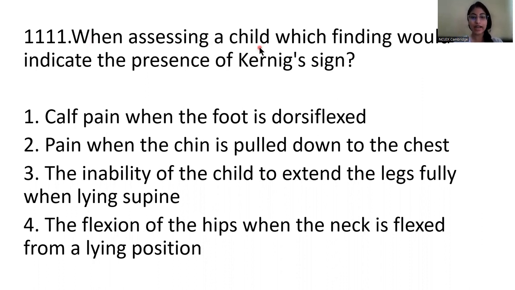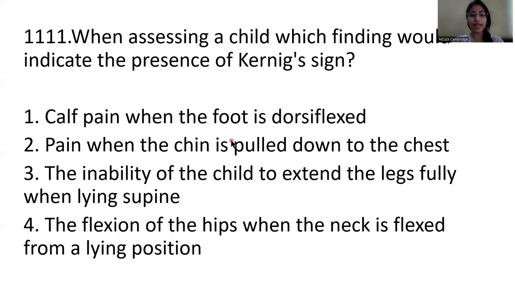When assessing a child, which finding would indicate the presence of Kernig sign? Option number 1, calf pain when the foot is dorsiflexed. Option 2, pain when the chin is pulled down to the chest. Option number 3, the inability of the child to extend the legs fully when lying supine. Option number 4, the flexion of the hips when the neck is flexed from a lying position.